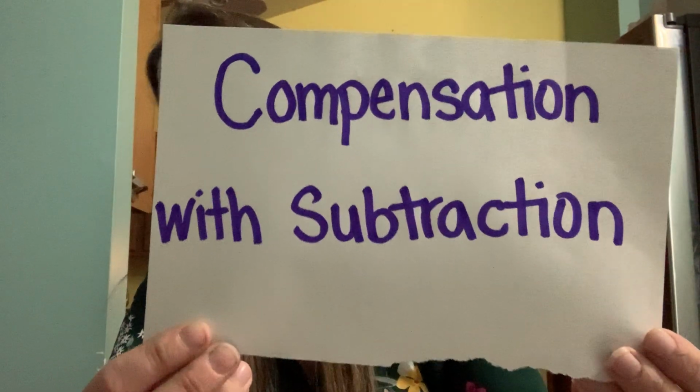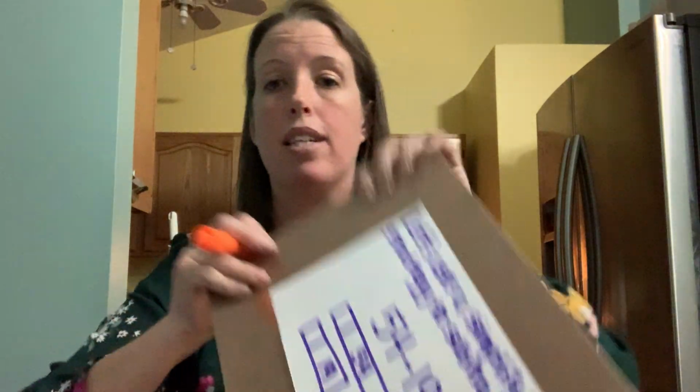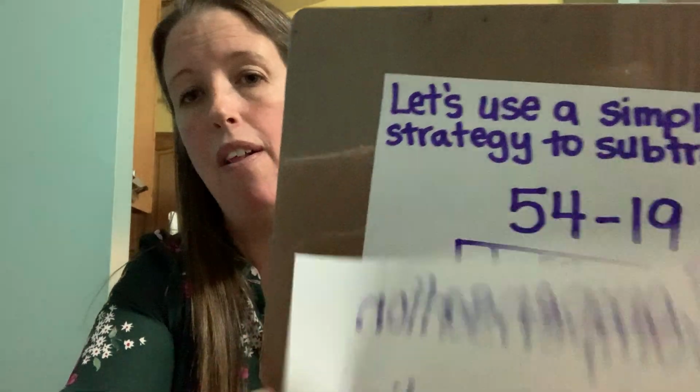So the first one is a subtraction strategy, and it's called compensation. So it is totally okay if you don't remember the name of that, but just so you know, it does have a name. So it's called compensation with subtraction. And I'm going to show you what that would look like. We are going to simplify a subtraction problem in order to subtract. So here is the problem we're going to start with.